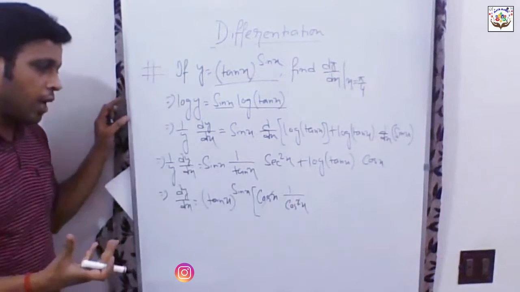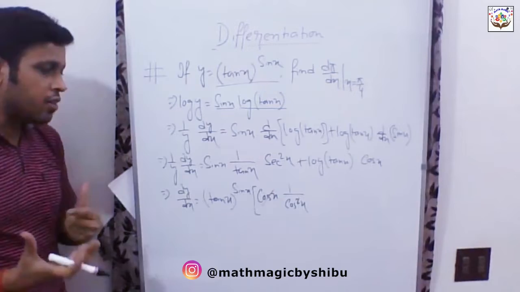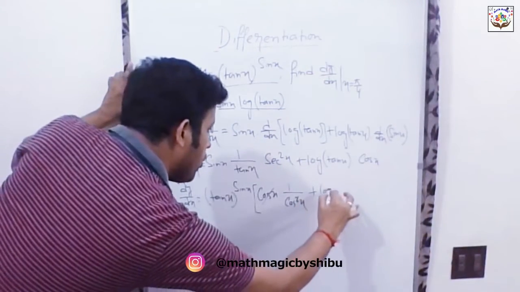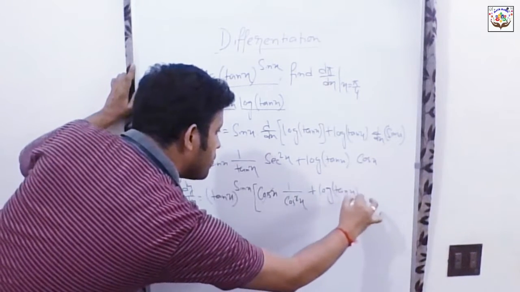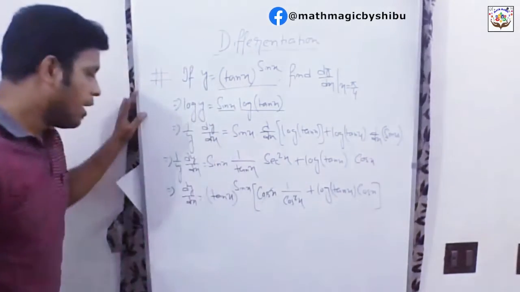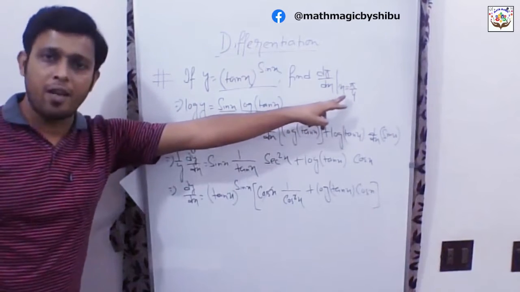So what I am doing, I am trying to simplify the problem so that it can be easier to solve, right? And here it will be log of tan x into cos x, whatever we have, right? Now we need to find the value of dy/dx when x equals pi by 4.